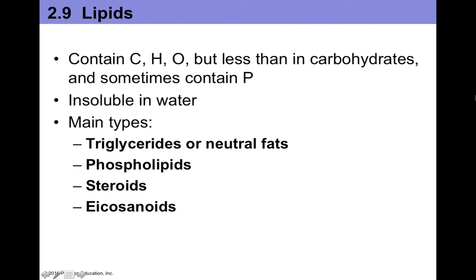Okay, in this video we're going to talk about lipids, another class of biomolecules. So lipids, like the carbohydrates, contain a lot of carbon, hydrogen, and oxygen, but a lot less than in carbohydrates, and sometimes they also contain phosphorus. Now lipids are insoluble in water, typically because they're nonpolar hydrophobic, and there are four major types of lipids. We got the triglycerides, phospholipids, steroids, and eicosanoids.